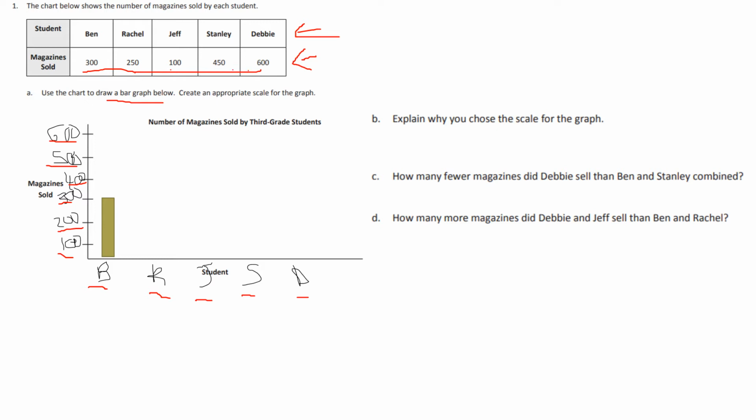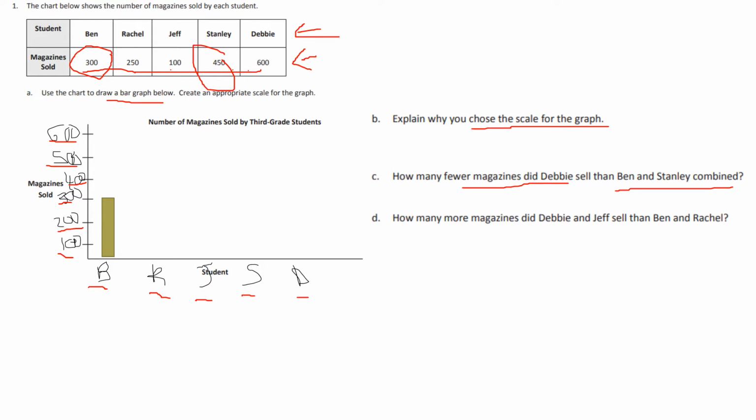Once you finish that, you're going to tell me why you chose the scale for the graph. If you did what I did, I wanted to work with a simple whole number, and 100, 200, 300, 400, 500, 600 seemed easier for me. But you might choose something else, and that is totally fine. Then you're going to tell me how many fewer magazines Debbie sold than Ben and Stanley combined. So you're going to have to add Ben and Stanley together first to combine their answer, to then tell me how much less Debbie sold than they did.